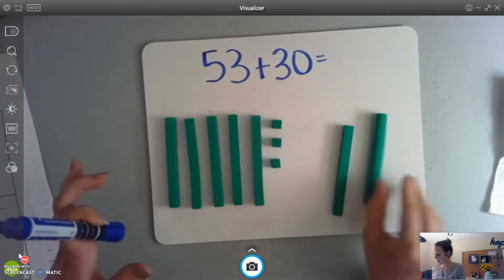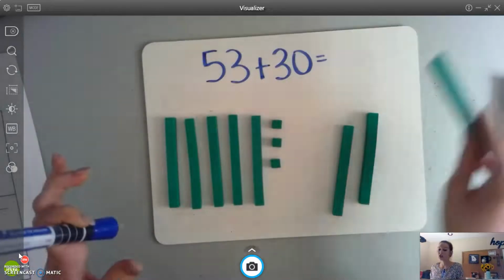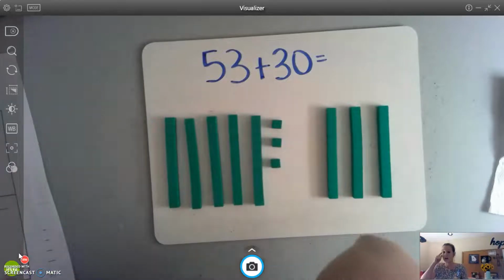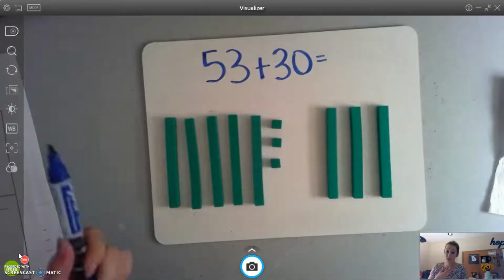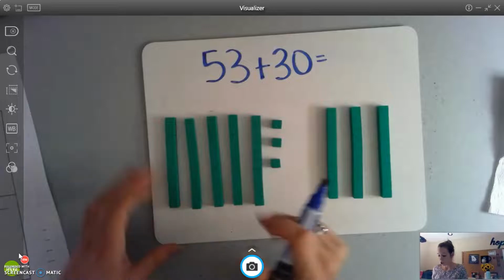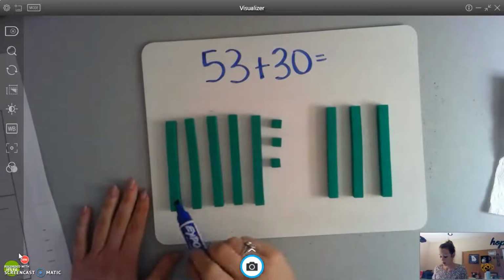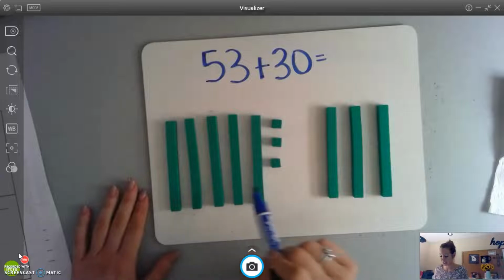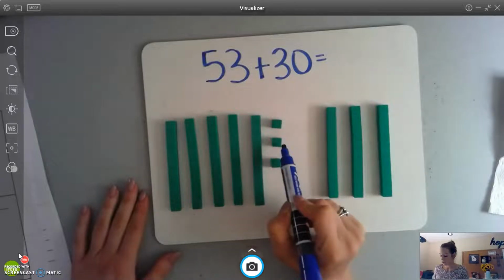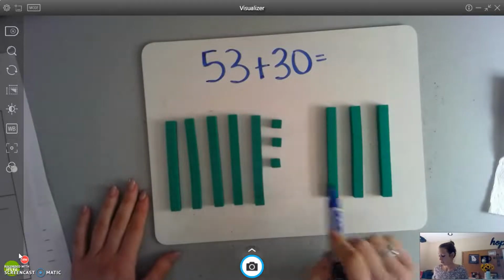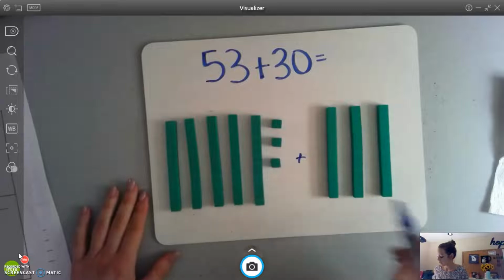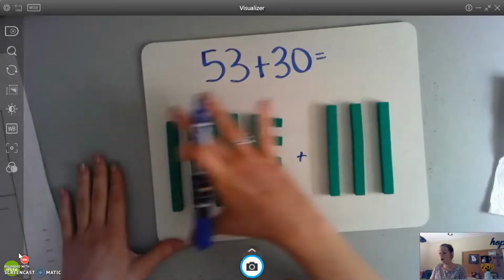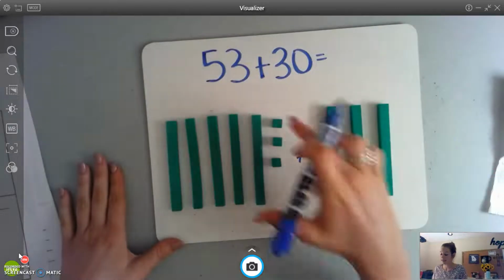Now, to me, I like to have a visual picture. So seeing 53 plus 30 in base 10 blocks is way more helpful in my head, and that's just easier for me, but it's whatever works for you guys. So let's count. So we have 53: 10, 20, 30, 40, 50, 51, 52, 53, and then make sure we have plus 10, 20, 30. So all you're going to do is count all of the tens first, and then you count your ones.